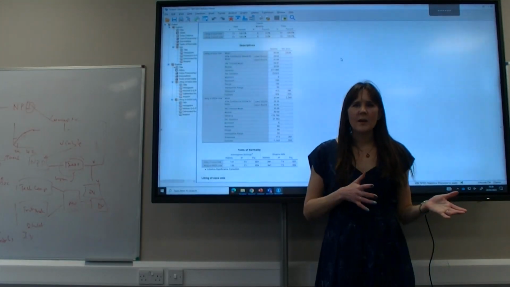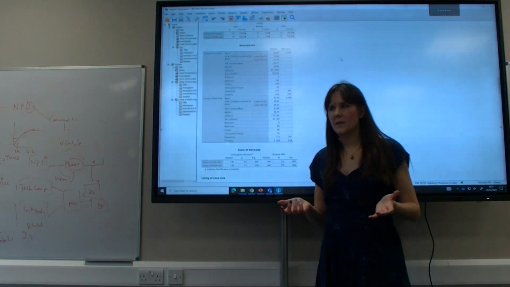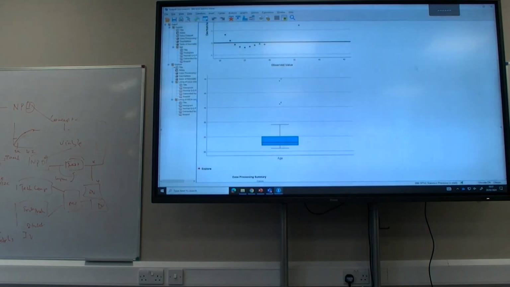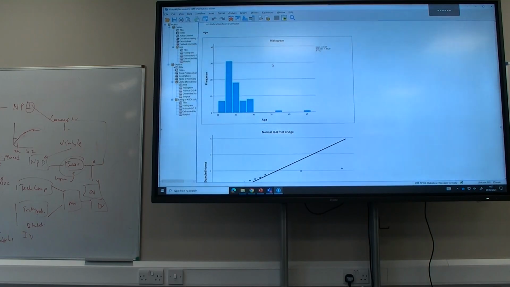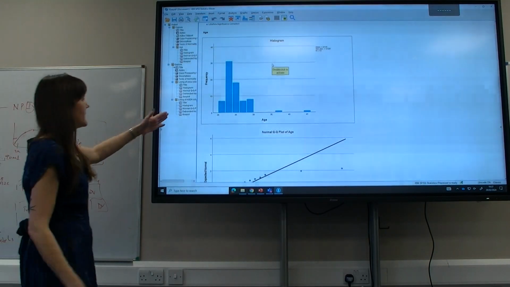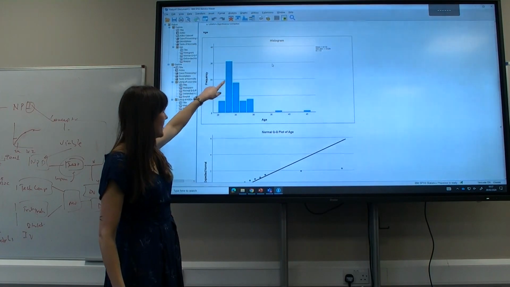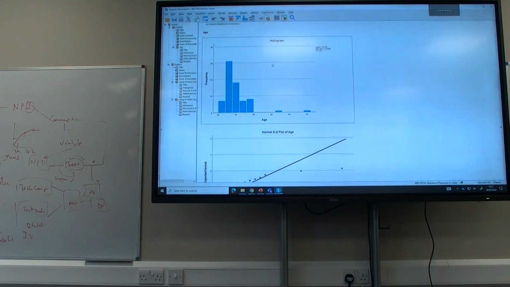Okay, so we've checked for outliers. The other thing we need to check is normality, so whether our data are normally distributed. Scroll back up to the results that you got for age. Looking at the histogram, it looks quite skewed because we've got more people in their early 20s, a few people up to 30ish, and then some outliers. It looks skewed to me, but we need to use Shapiro-Wilk to check whether it's significantly deviating from normal.